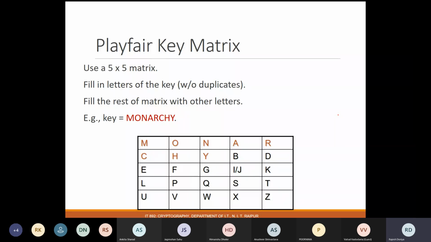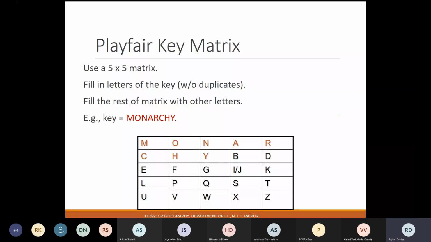This is a polyalphabetic cipher. There are two categories: the first one is monoalphabetic and the other one is polyalphabetic. In monoalphabetic, we encrypt one letter at a time. But in the case of polyalphabetic, we encrypt multiple letters at a time. So the Caesar cipher was an example of monoalphabetic, but now we are discussing the Playfair cipher, which is an example of a polyalphabetic cipher.